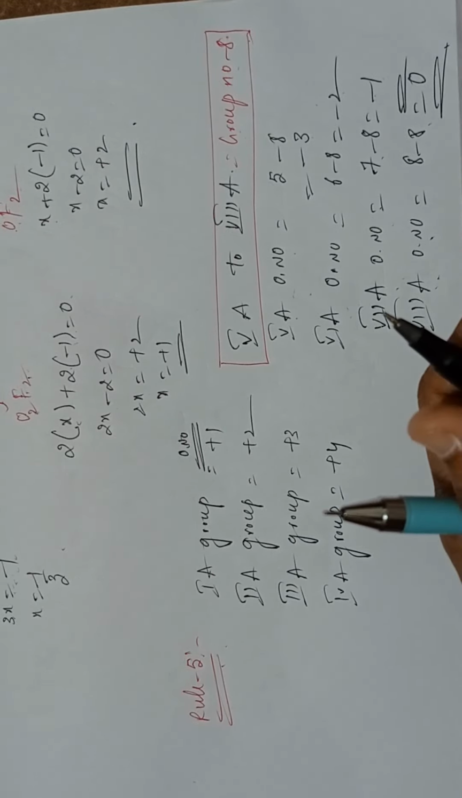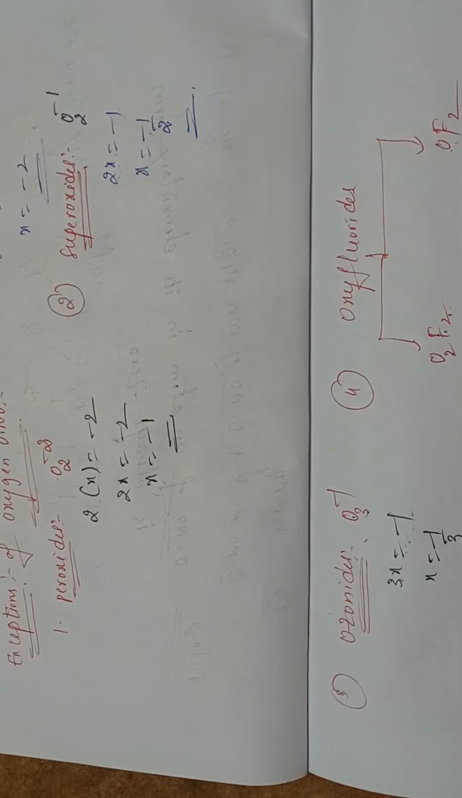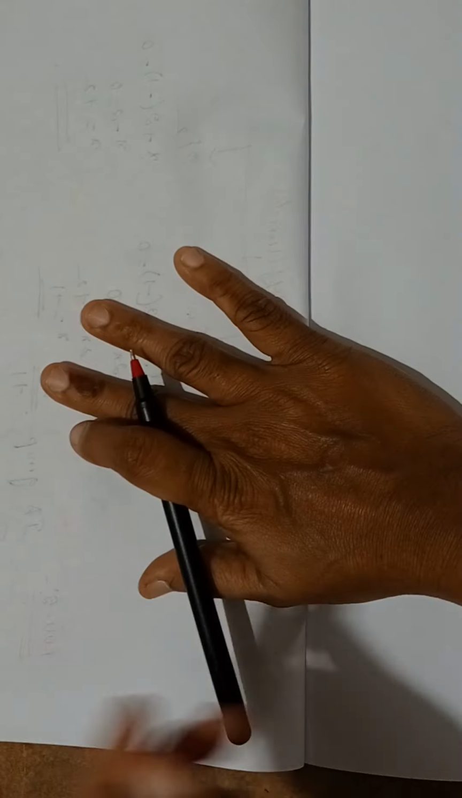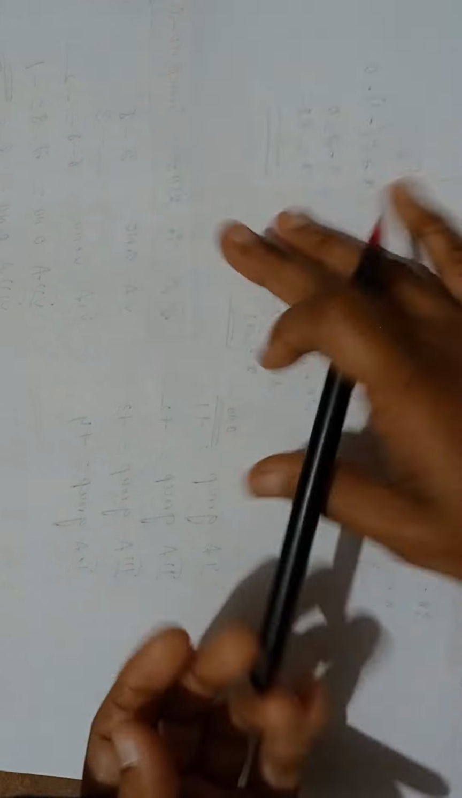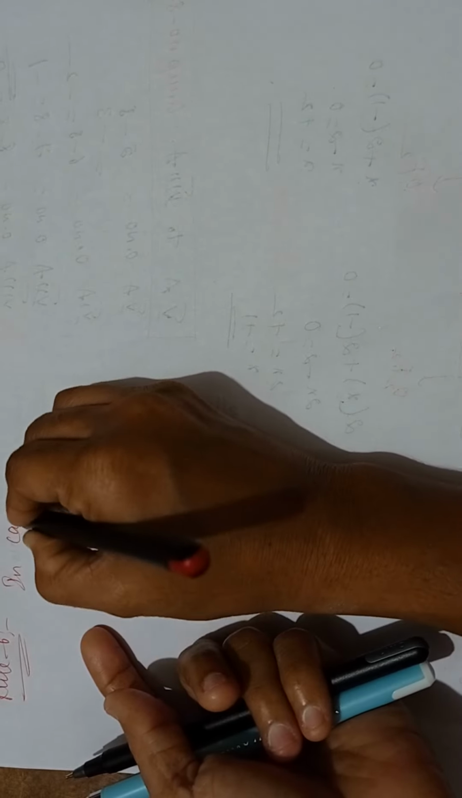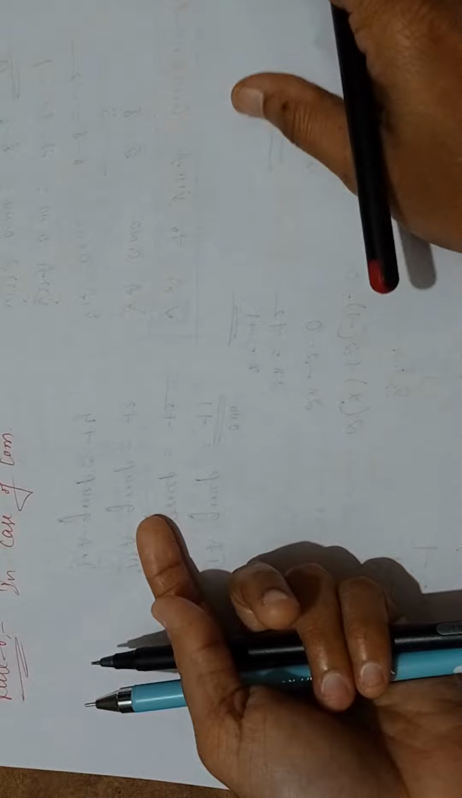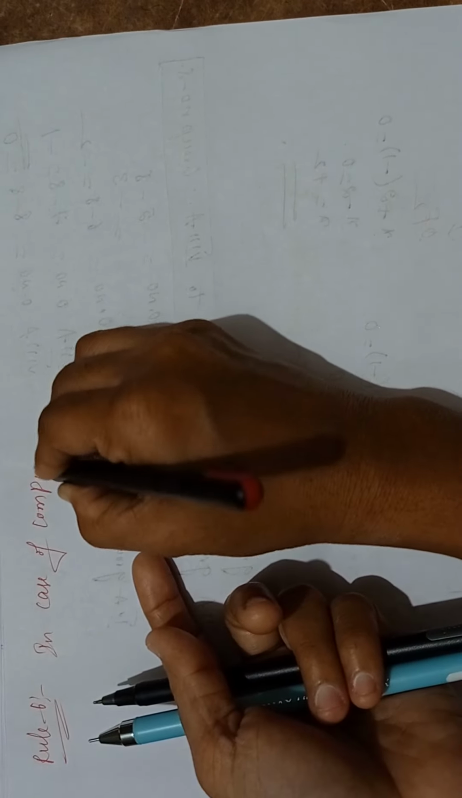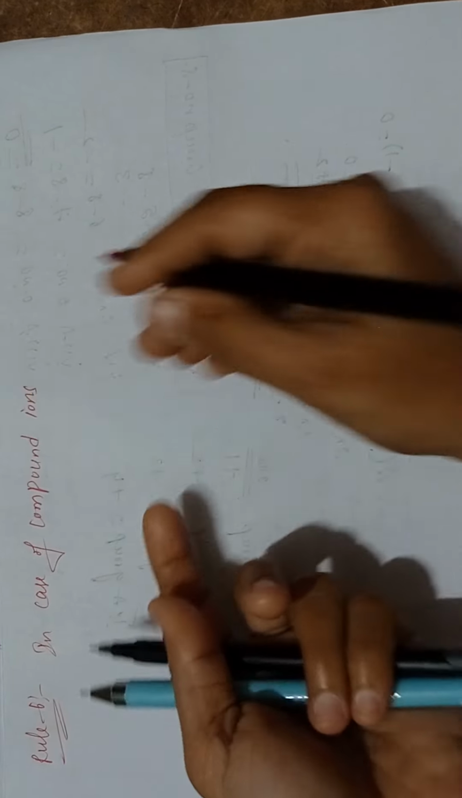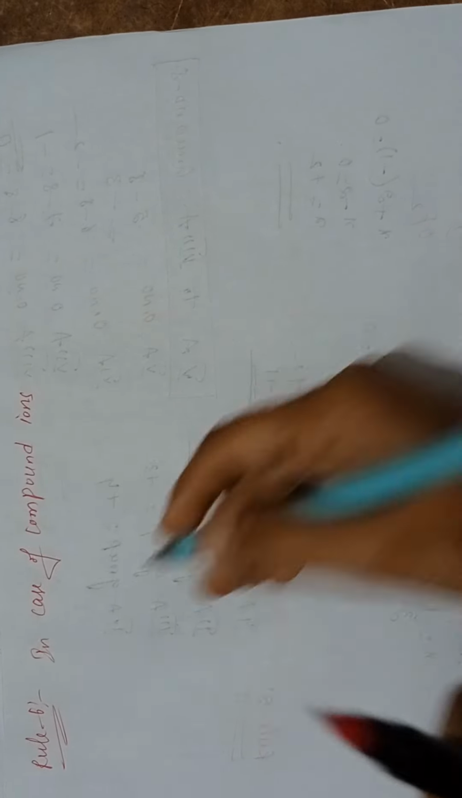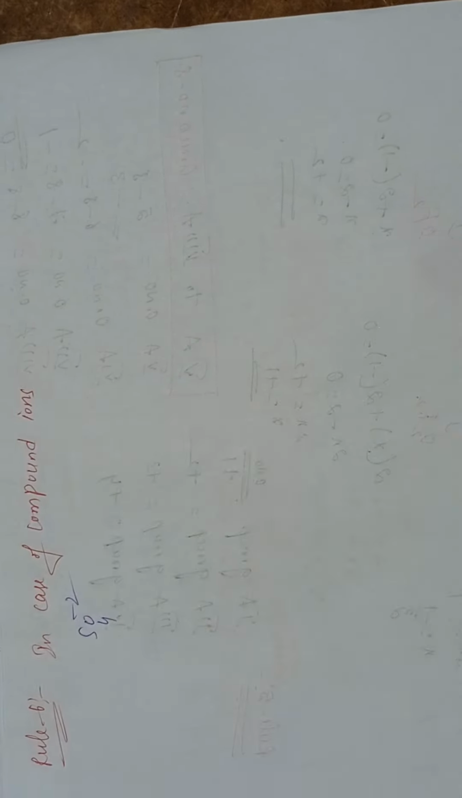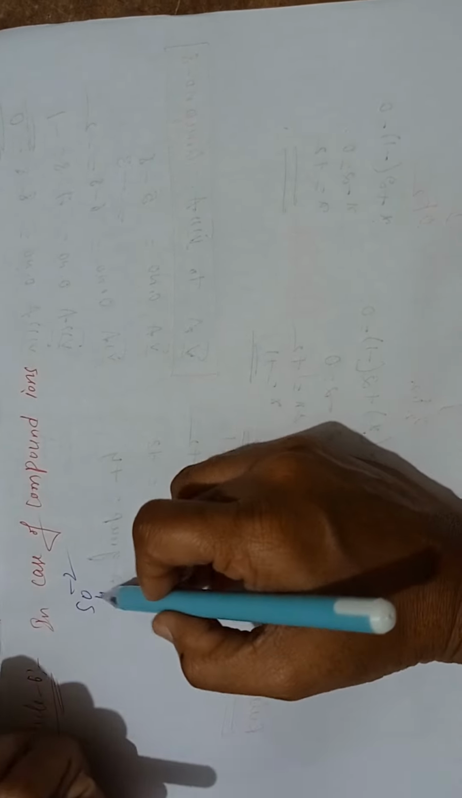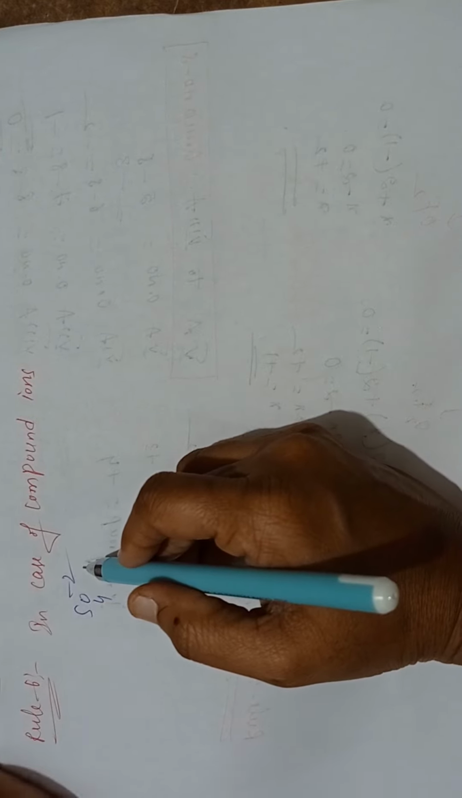Now we are going to discuss rule 6. In the case of compound ions, for example, I am taking SO4 minus 2. SO4 minus 2 is a compound ion, correct? It is a compound having a charge, compound ion SO4 minus 2.